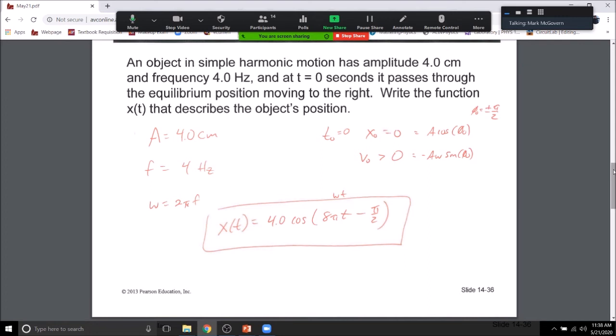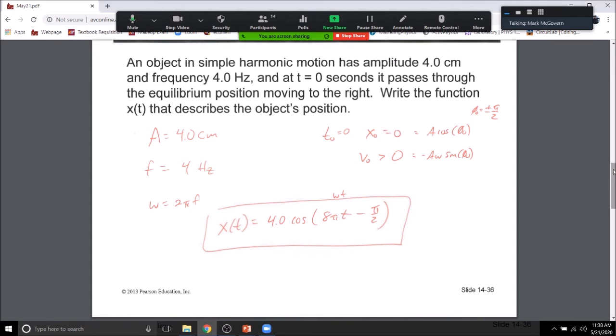Well, we are given the value of A. That's easy. We're given the value of f. So omega is 2 pi f, and that's going to be 8 pi. So I got the first two pieces: 4 cosine 8 pi t plus the phase shift. If we're at the equilibrium position, that means the initial position is 0 and the initial speed is positive.